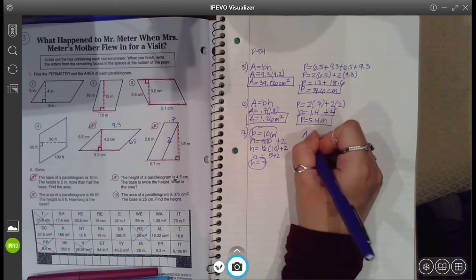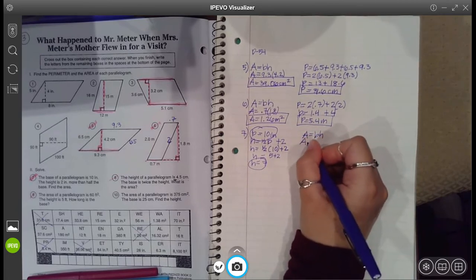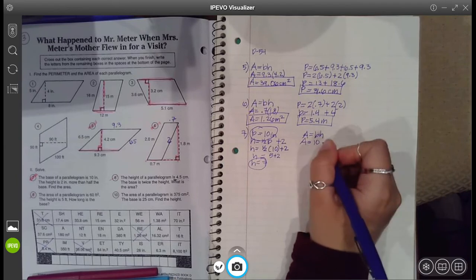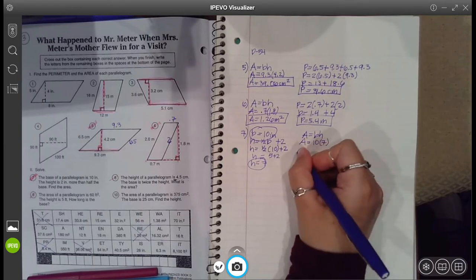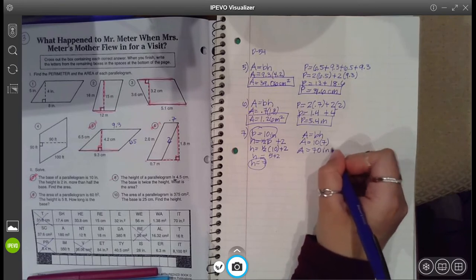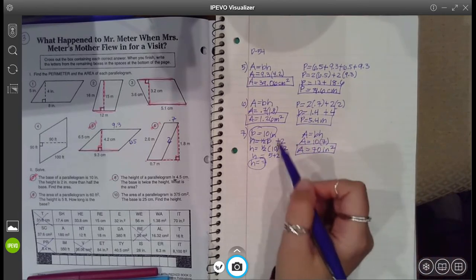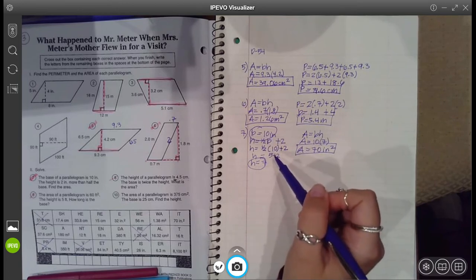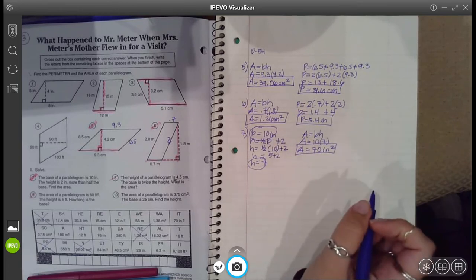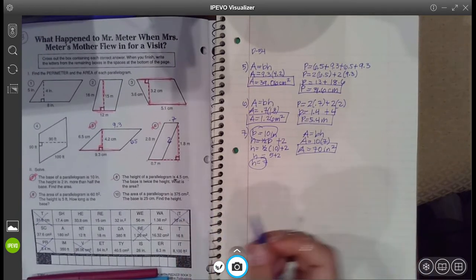So when I want to find the area equals base times height. So I'm going to go base is 10, height is 7. And 10 times 7 is 70. It was talking about inches, so it's inches squared. It's really helpful if you label and write out what it is that they gave you. Okay. 70 inches squared is right there. So I'm going to cross that off.